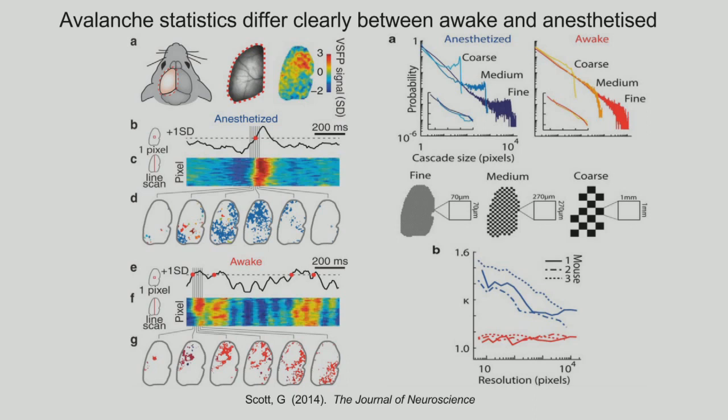So here they also do a little bit the scale invariance argument by changing the pixel size of their video. And they show that for the awake case, it's kind of scale invariant. You always have here the same index k, and for the other one, for the anesthetized case, it does depend on the scale, which is kind of interesting.